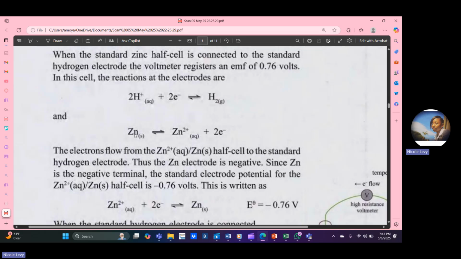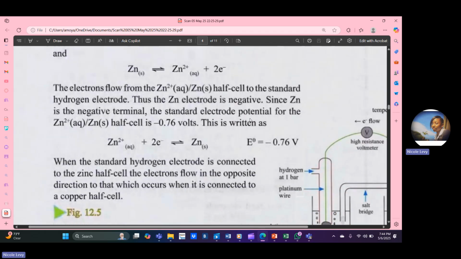And whenever you connect a half cell such as zinc, because the zinc is more negative, it's going to release electrons and form zinc ions. So you can just remember this for the standard hydrogen electrode, otherwise called SHE. Hydrogen ions are literally accepting electrons to form hydrogen gas, and that's always going to be the reaction. All right, so the electrons flow from the zinc half cell to the standard hydrogen electrode. Thus, the zinc electrode is negative. Since zinc is the negative terminal, the standard electrode potential for the zinc half cell is minus 0.76 volts.